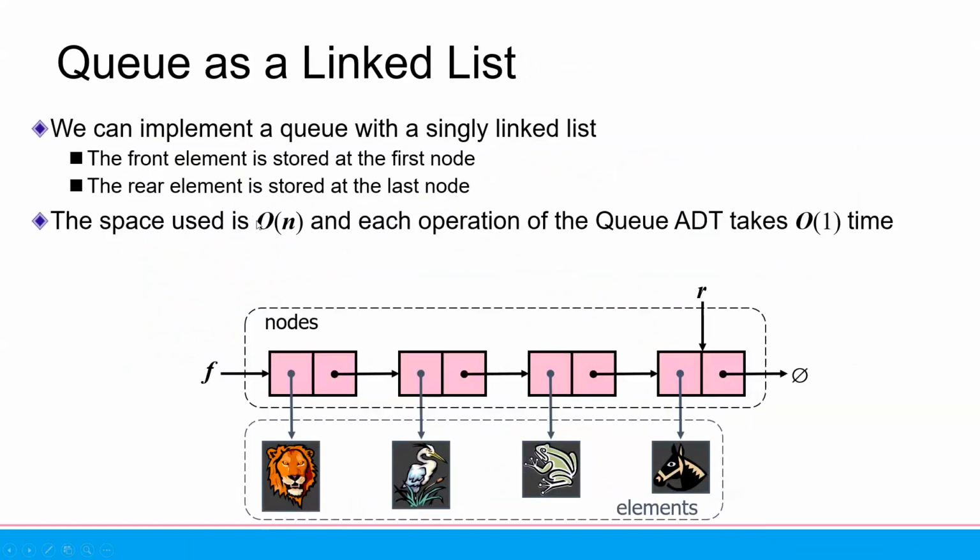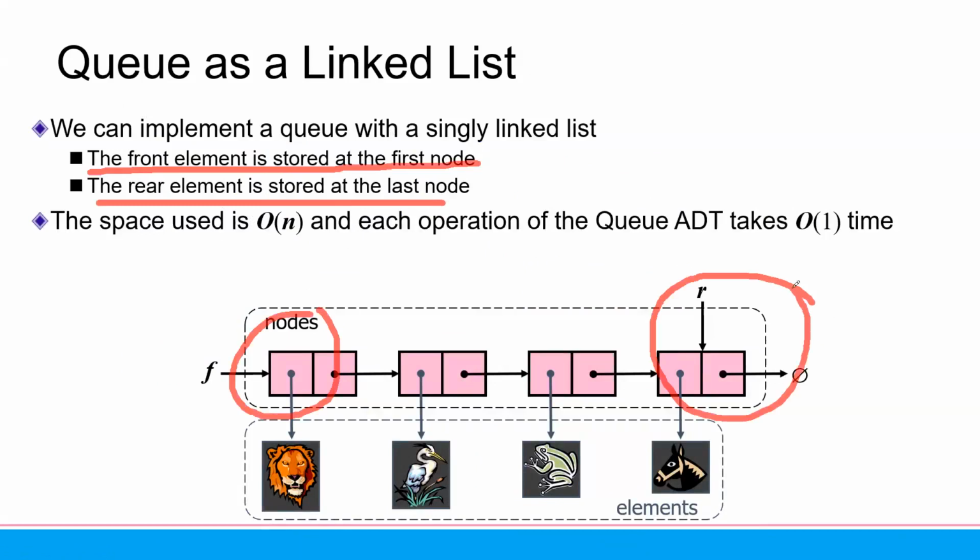How if we want to apply a queue as a linked list? We can implement a queue with a single linked list. The front element is stored at the first node, and the rear element will be the last. The space used is O(n), and each operation of the queue ADT will take O(1).